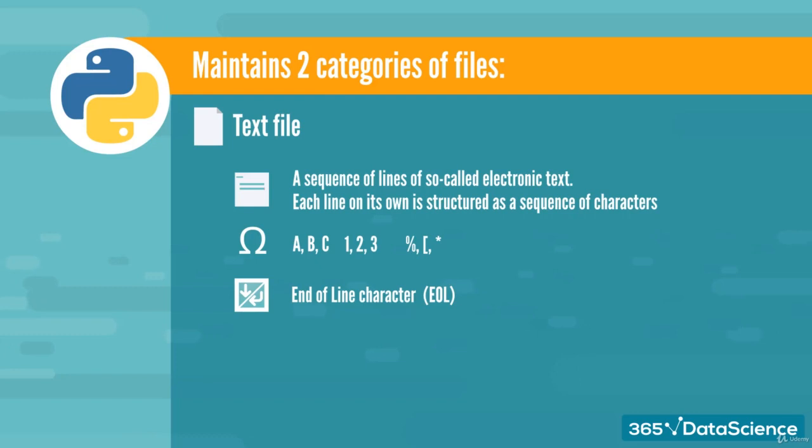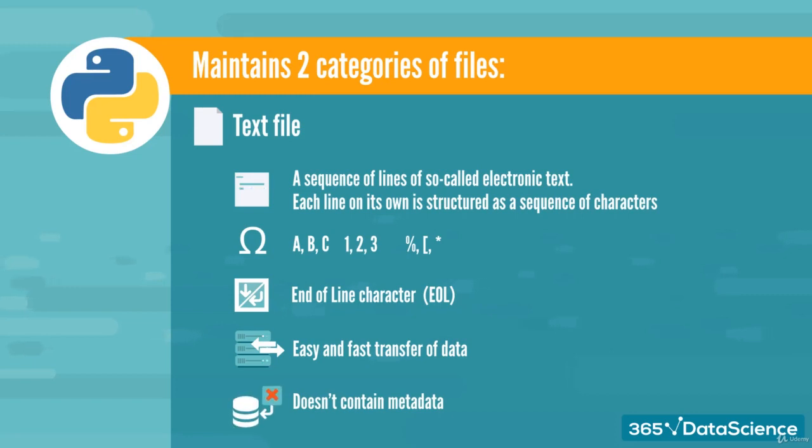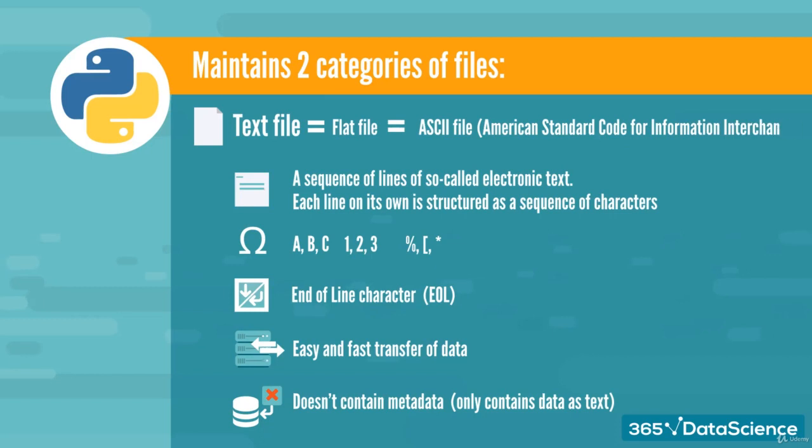In terms of application, text files are indispensable today due to the ease and speed with which they transfer data to and from a server. What else is important to know about text files? They don't contain metadata. What this means is that they don't contain any information about the data stored in them. In other words, they only contain data as text. Finally, remember that in the literature and while doing an online search, you can often encounter text files also as flat files or ASCII files, where the acronym stands for American Standard Code for Information Interchange. On most occasions, these terms are interchangeable.